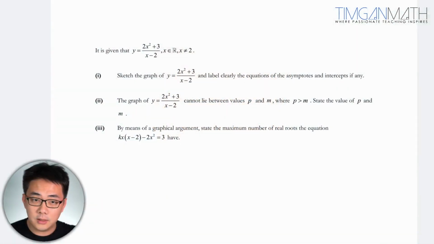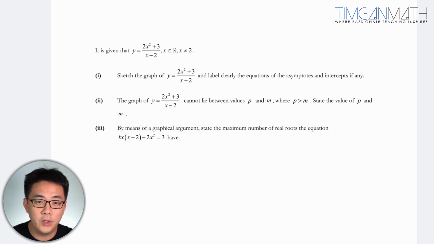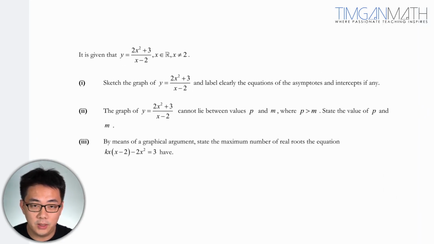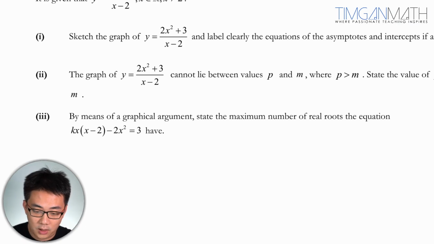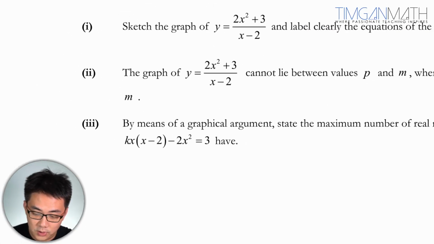So next, let's look at this question here, which is on graphing techniques. Let's see how I can do this proficiently. You are told to sketch the graph of (2x squared plus 3) over (x minus 2) and label clearly. I presume that you know how to sketch and find the oblique asymptote. Just do a long division.